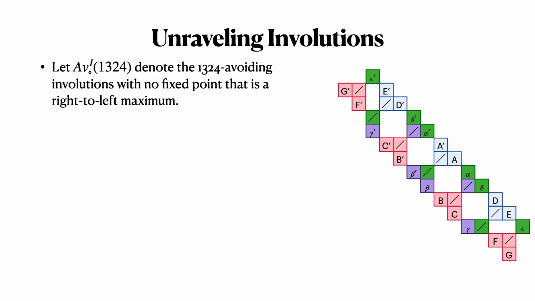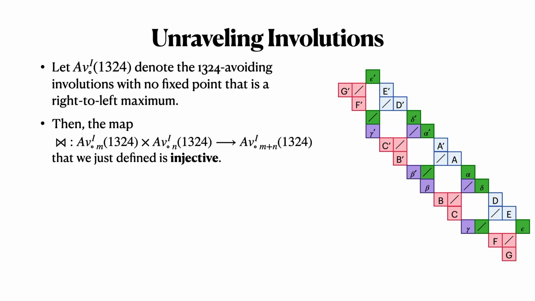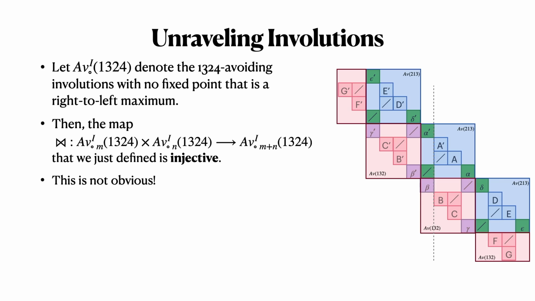From this large 1, 3, 2, 4 avoiding involution, we can actually unravel it to recover pi and sigma. Which means that if we consider this to be a map just on the 1, 3, 2, 4 avoiding involutions that don't have a fixed point that is also a right to left maximum, then this map is injective. Now this is not obvious, but we don't have the time to discuss the details here.